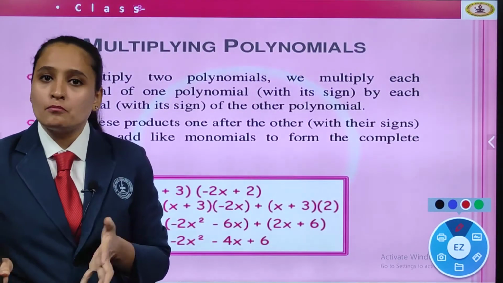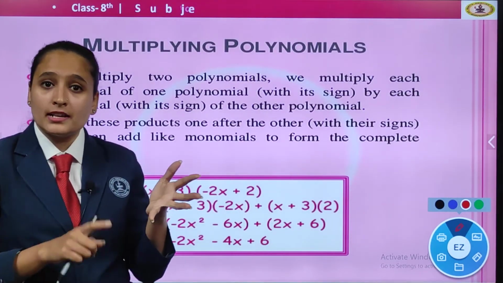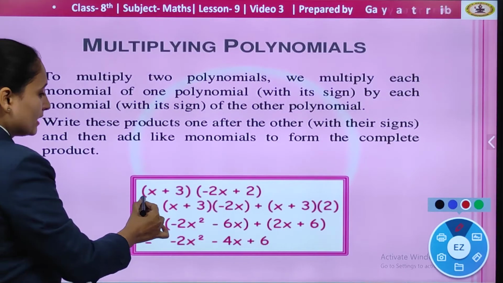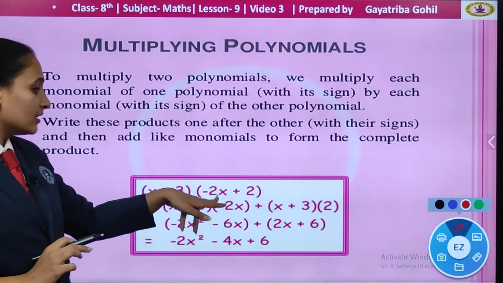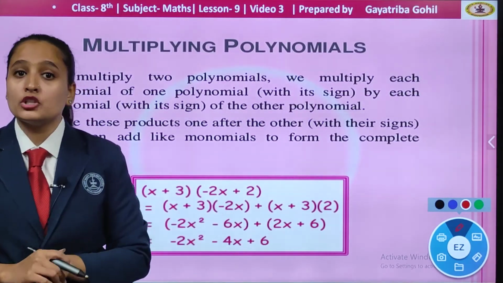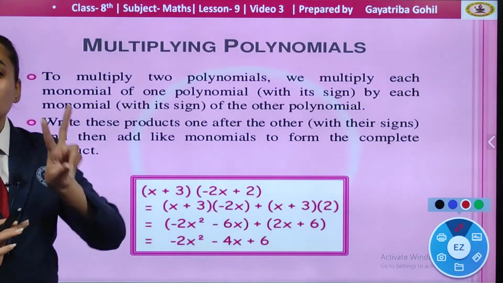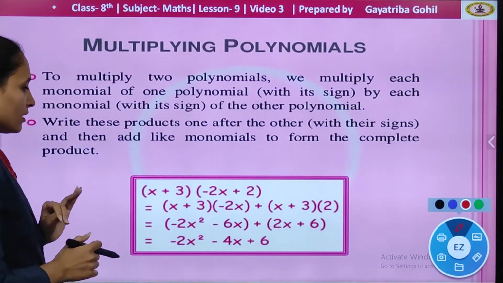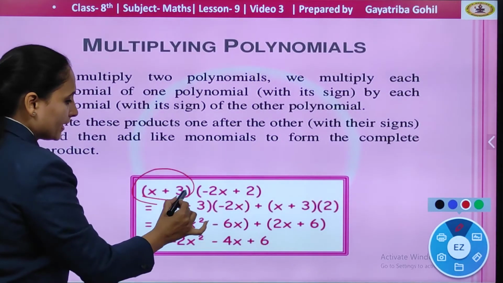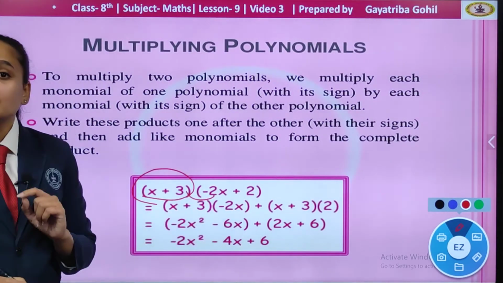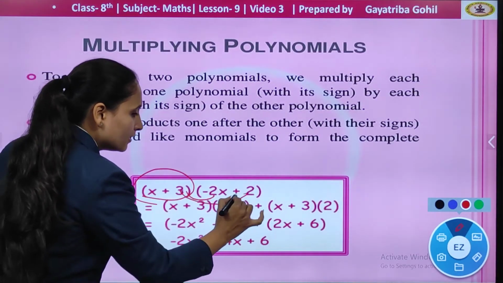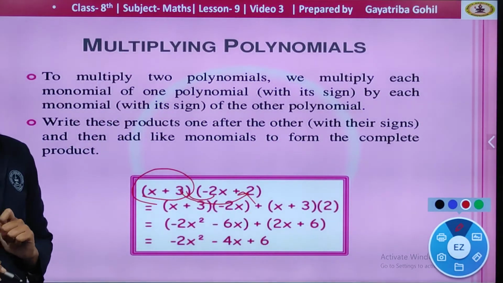Now multiplying polynomials. A polynomial can be a binomial, trinomial, monomial, anything, right? So here I want to multiply x plus 3 with minus 2x plus 2. So here I have two binomials. I want to multiply two binomials. So what you can do is multiply the first bracket with the first term of the second bracket, and then the first bracket with the second term, right?